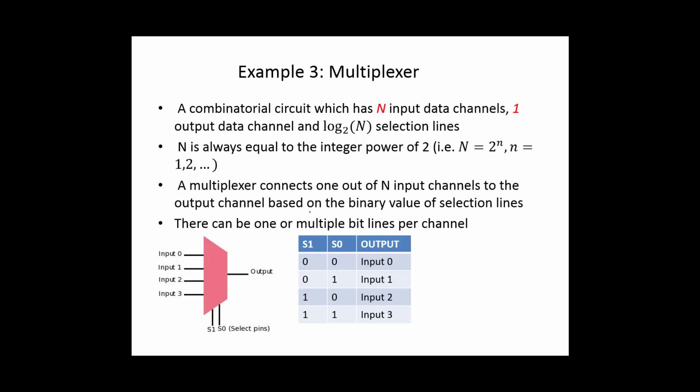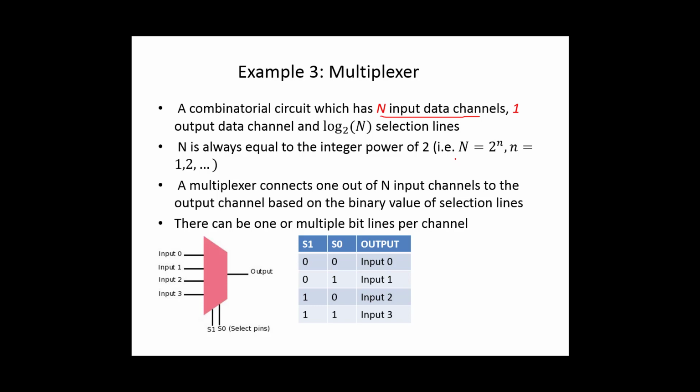In this video lecture we shall discuss an important combinational circuit which is present in almost all present digital systems, and that is multiplexers. A multiplexer is a combinational circuit which has n input data channels, one output data channel and log 2 of n selection lines, where n is always an integer power of 2, that is n can be 2, 4, 8, 16, etc.